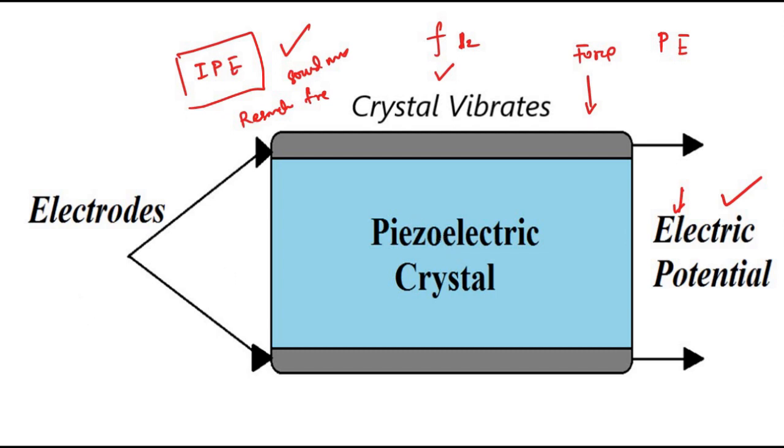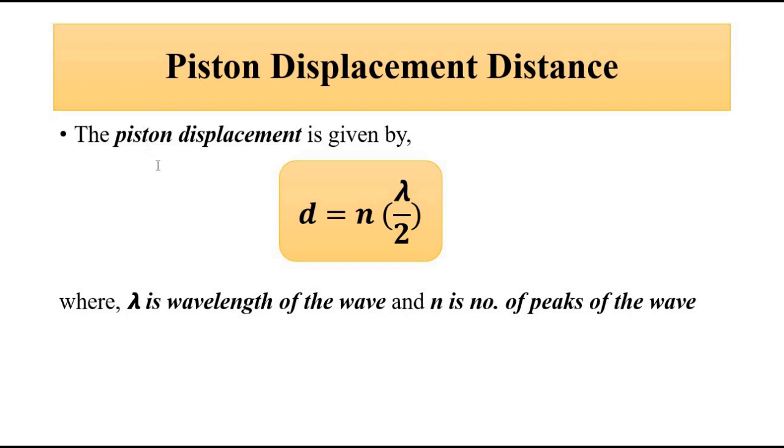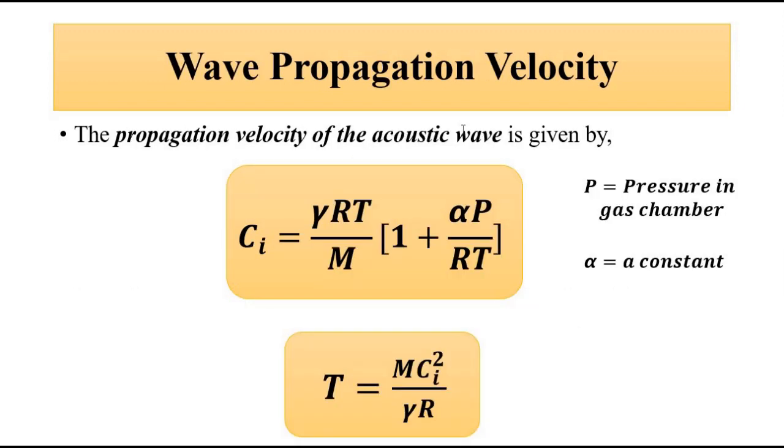So the displacement of the piston backwards is given by n lambda by 2, where lambda is the wavelength of the acoustic wave and n is the number of peaks of the wave. So that is the piston displacement. Now from this there is some complicated calculation which I am not going into. Here I am simply giving you the formula for the propagation velocity of the acoustic wave, because a lot of complicated calculations will unnecessarily confuse you and make this video boring.